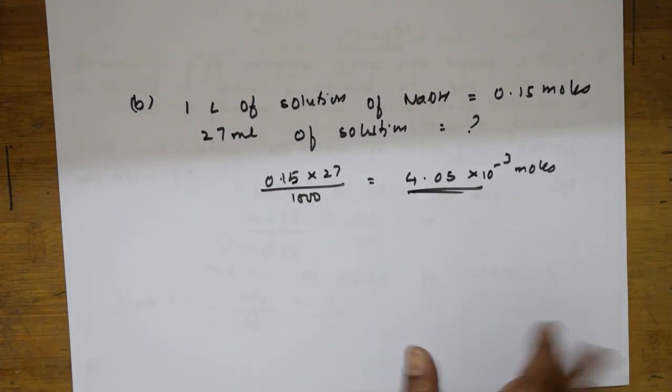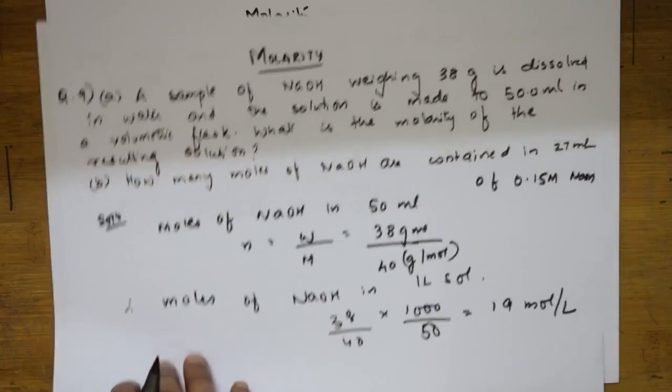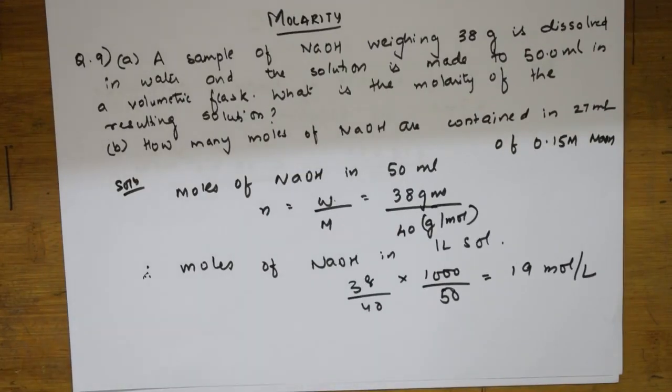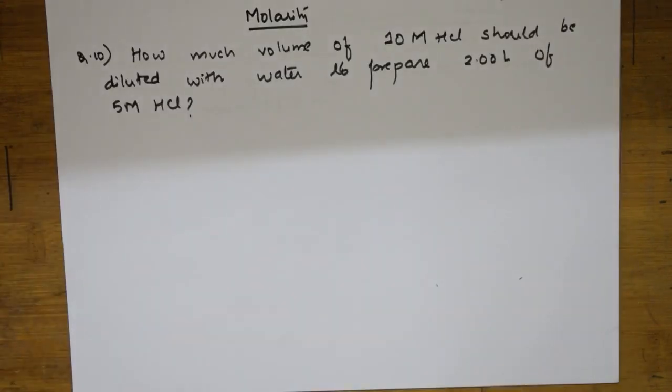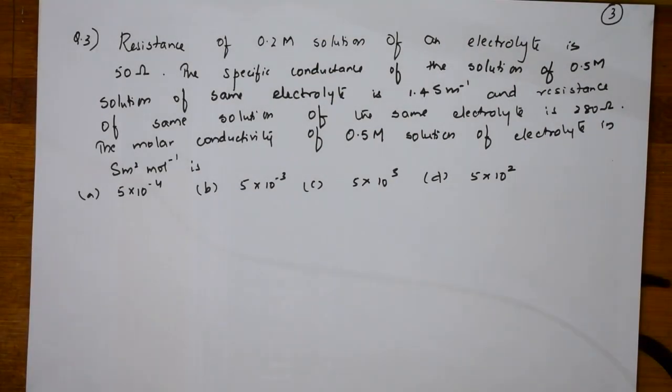This is how you are going to do it. Start from your known factor, and then come back to the thing which you need to find out. Yes, so this is over. So let's come back and see the next question. Let's see one more numerical.